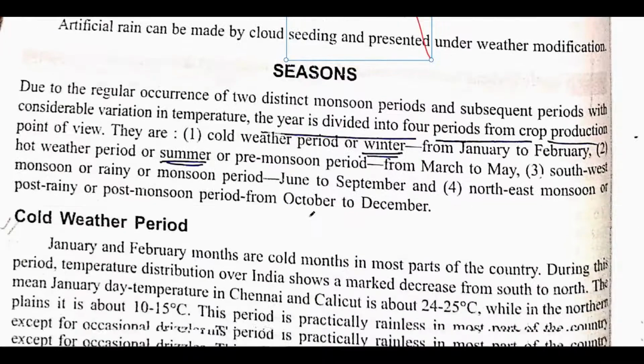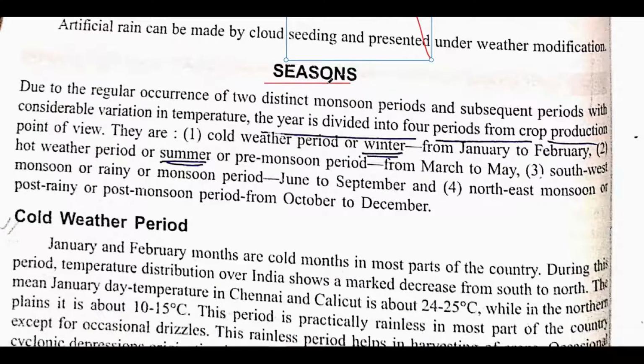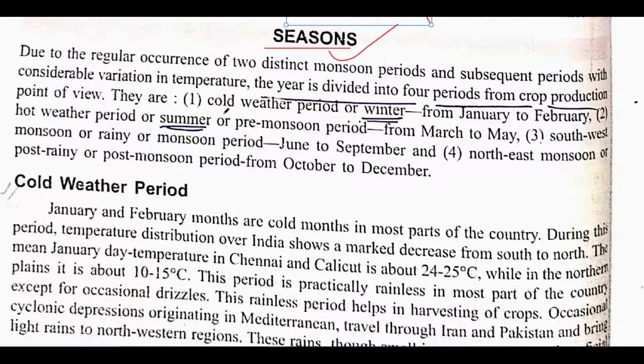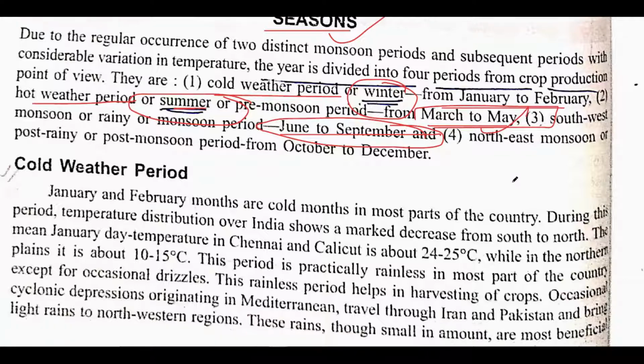Now from seasons, this is important, that there are various types of season from the crop production point of view. It is very confusing also, and this is very important. Cold weather period or winter period is from January to February, while hot weather period or summer is from March to May. Do not confuse summer with June to September. Summer is basically from March to May. This is from the crop production point of view. If it would be given pre-monsoon, you can easily say March to May. But when it is given as summer, it would be confusing.